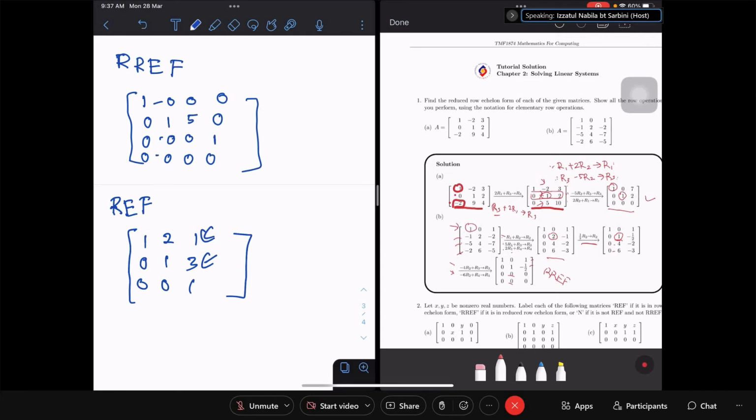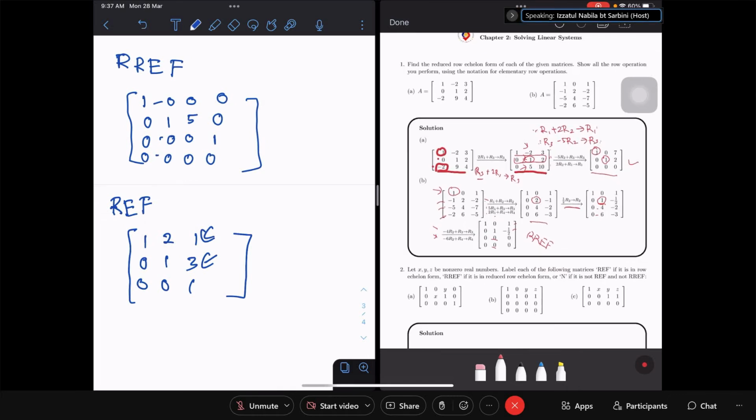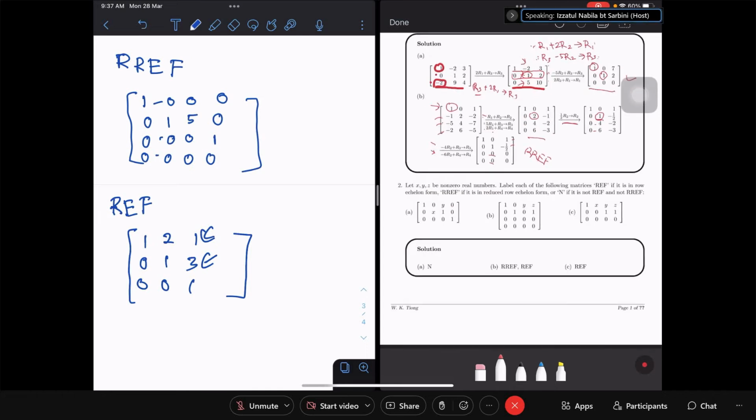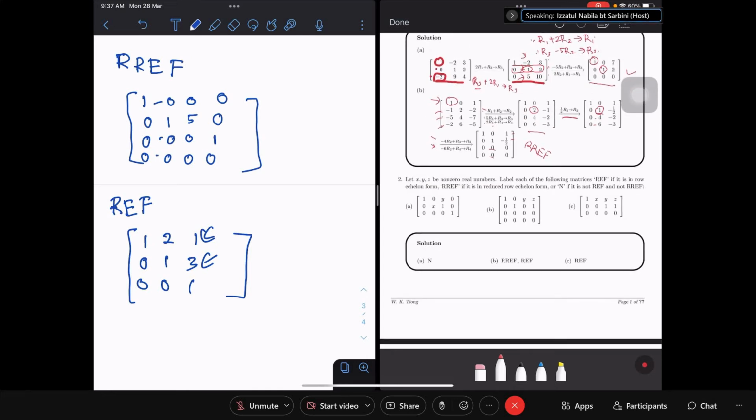Okay. Make sure you know how to do reduction, because later on, if you don't know how to do reduction, you can't do the other things: determinants, eigenvalues, eigenvectors. Everything needs row reductions. If the row reduction is wrong, then everything is wrong.